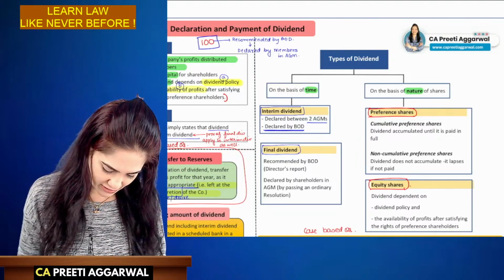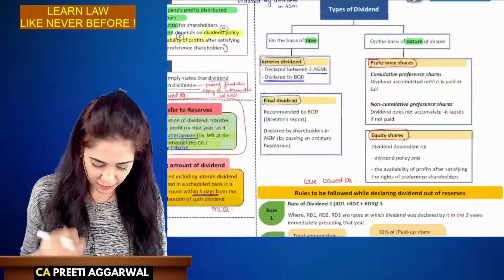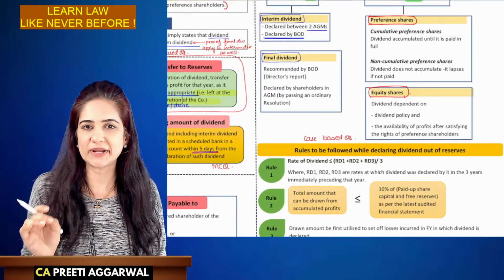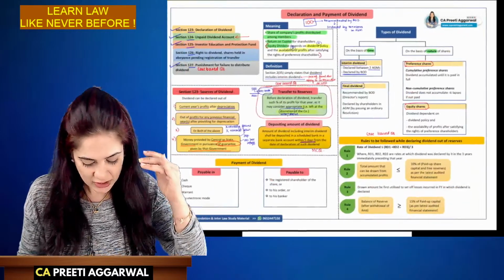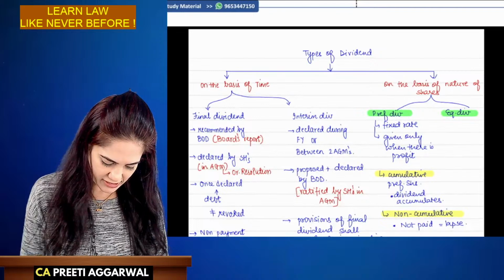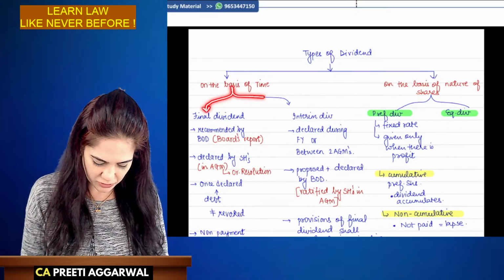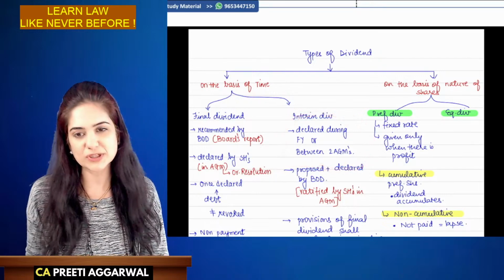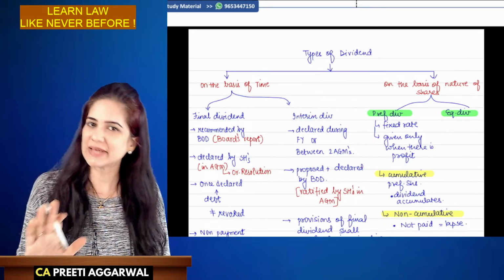What about final dividend? Final dividend is recommended by the board and it is declared by the shareholders in the annual general meeting by passing an ordinary resolution. I have a detailed note for this. The note says that on the basis of time, it is either final dividend or interim dividend. Interim means it is declared during the financial year or between two annual general meetings. Meaning is the same. Okay?